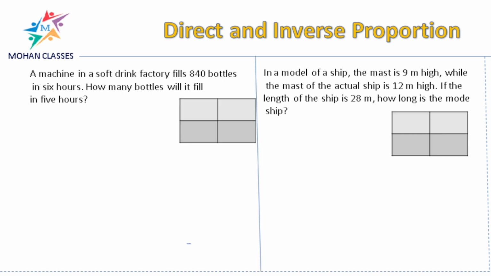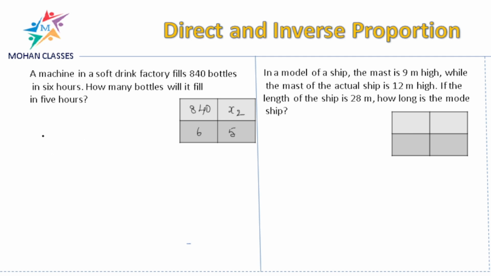A machine in a soft drink factory fills 840 bottles in 6 hours. Now you have to find out in 5 hours how many bottles will be filled. So here, what is given? 840 bottles in 6 hours. And then 5 hours, what do we have to find out? Here we have to find out x2.